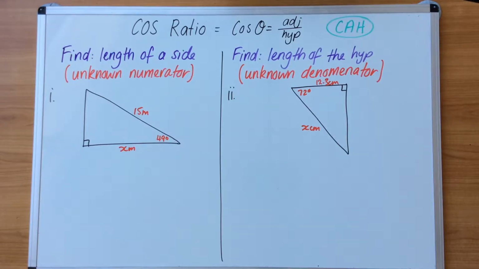So we've got two questions here we're going to focus on. The first, again, is the unknown numerator. The second is the unknown denominator. The process is exactly the same as what we've already been doing. We're just going to use a different button.